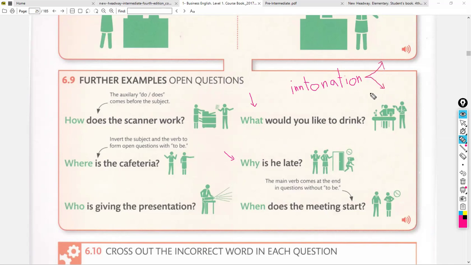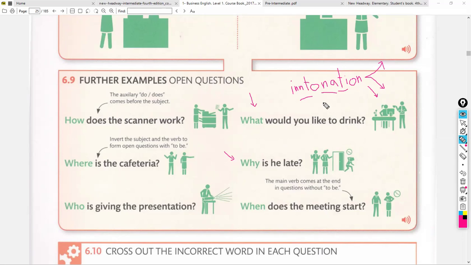If I'm asking a question, my intonation should be up. If I'm answering the question, my intonation should be down. For example, you said, why is he late? I didn't say it like a normal sentence. It's not a normal sentence, so I have to be careful. What would you like to drink?